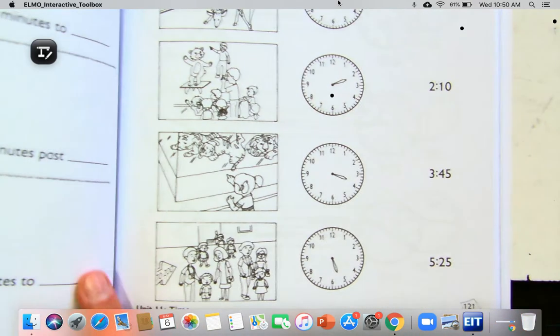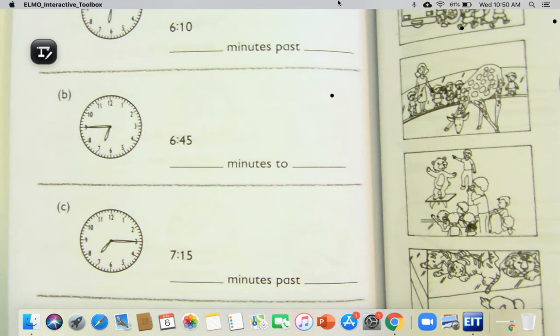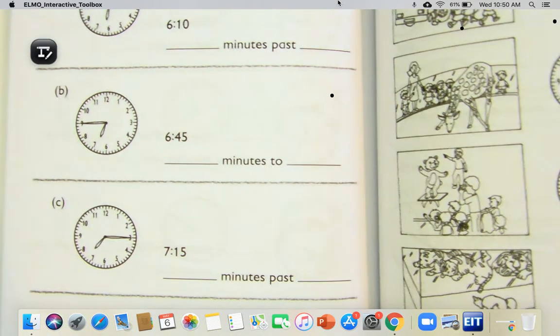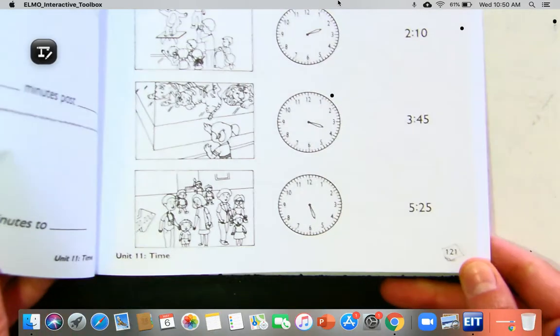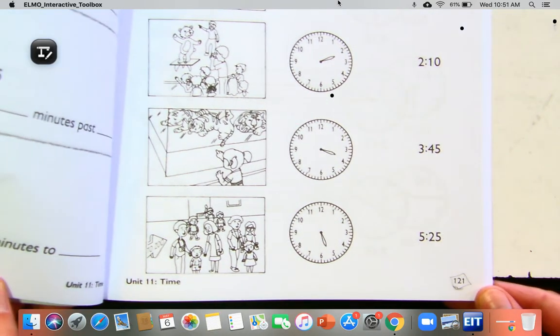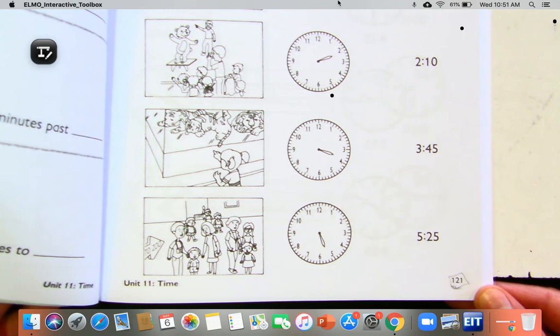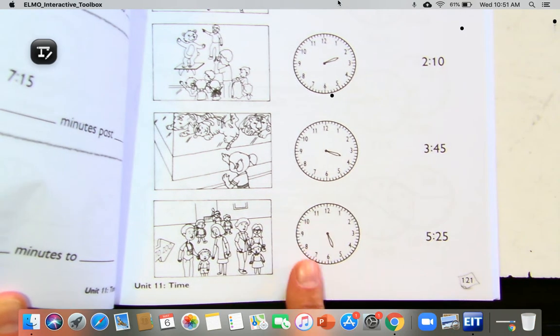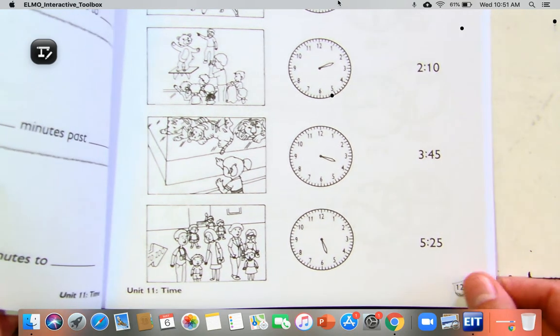All right, and we have a little bit more practice on the next page, a little bit of practice telling time. I hope this has helped you. It looks like we're going to draw some minute hands on the clock on this page.